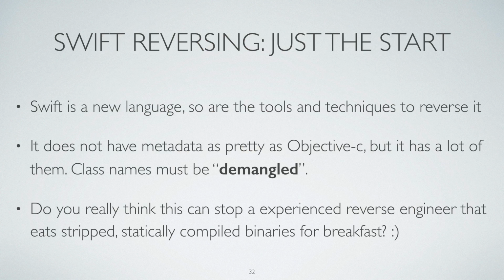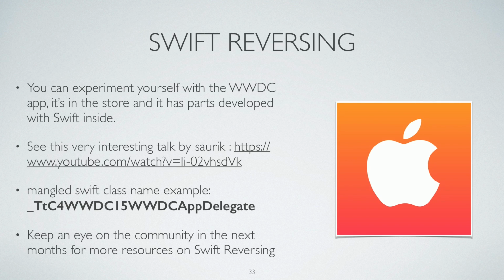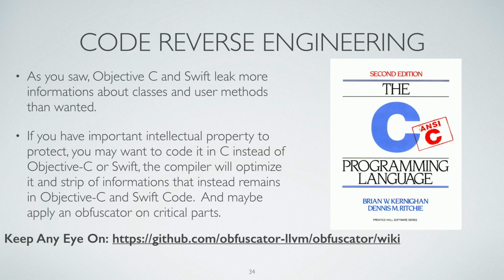So what I suggest against a reverse engineering attack, if you have very important intellectual property in your application, is to code the critical part in C instead of Objective-C or Swift, because the compiler will greatly optimize C and it will remove a lot of information from this C code. And so an attacker in the binary will only see a big mess of assembly instead of very well structured Objective-C code.